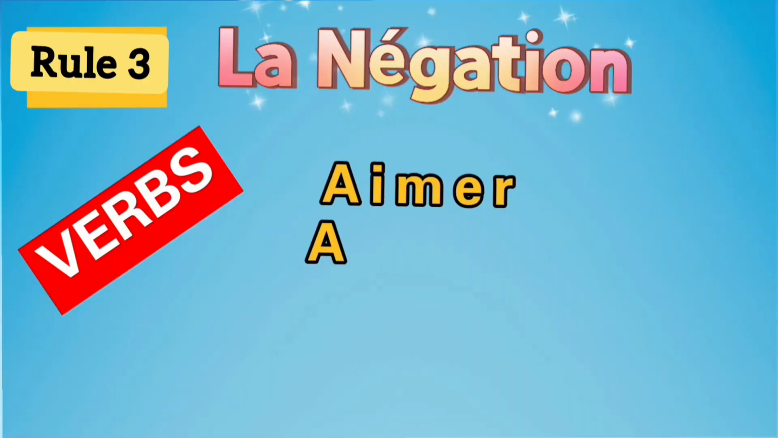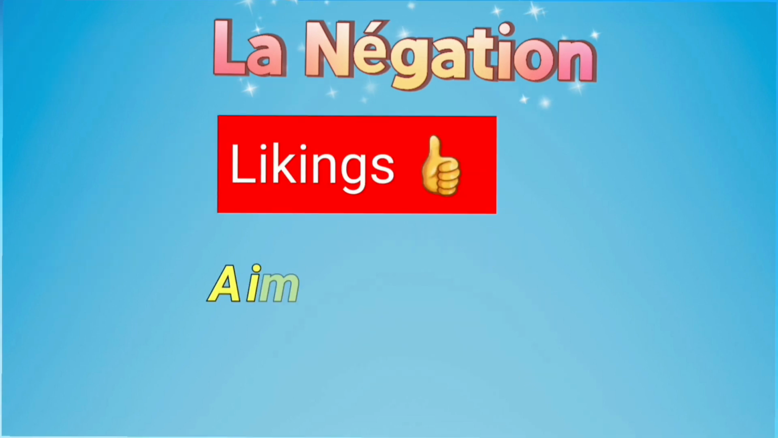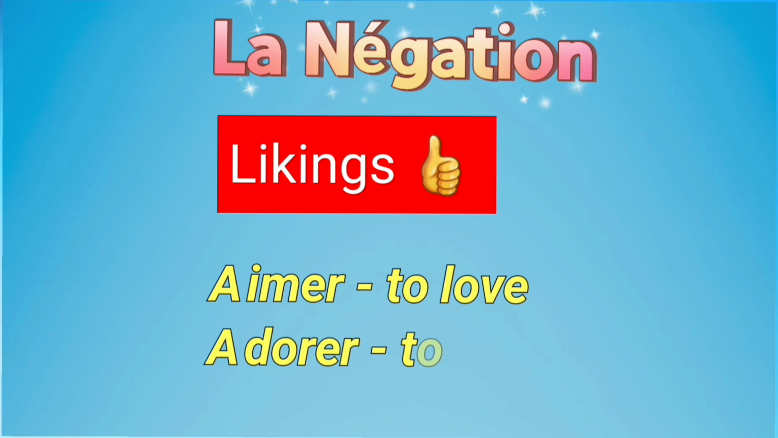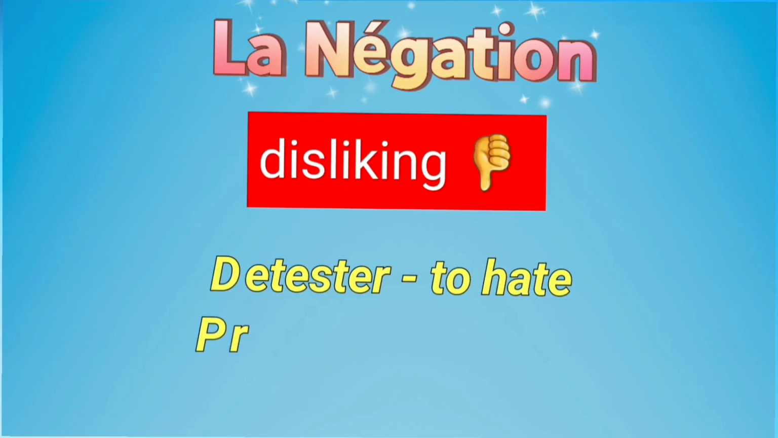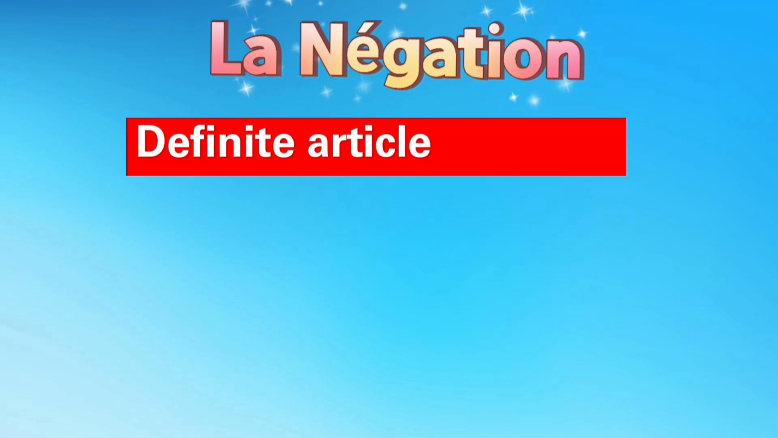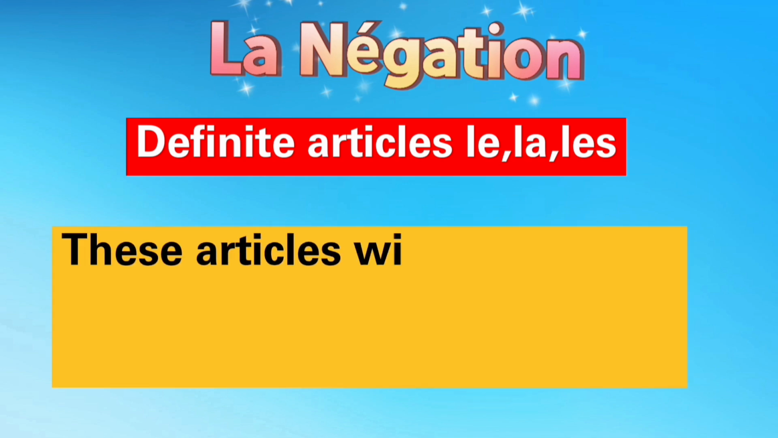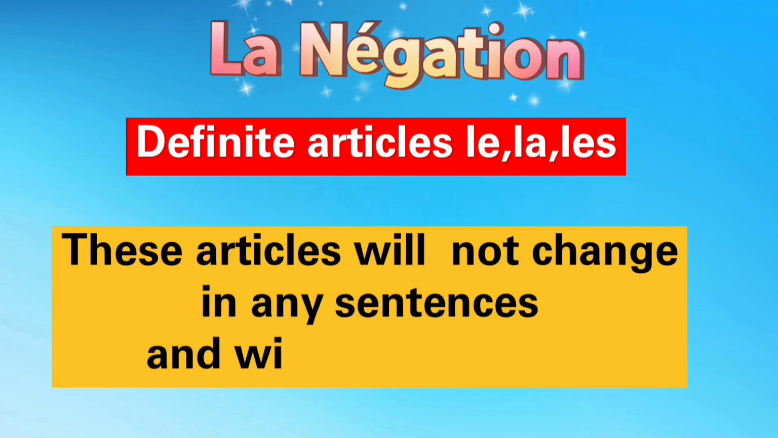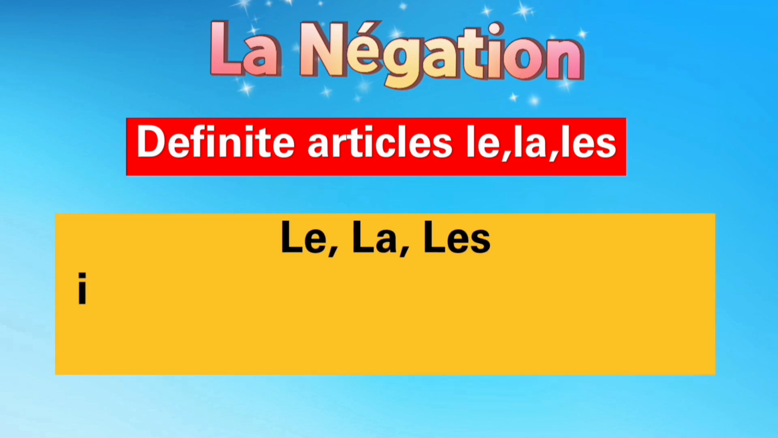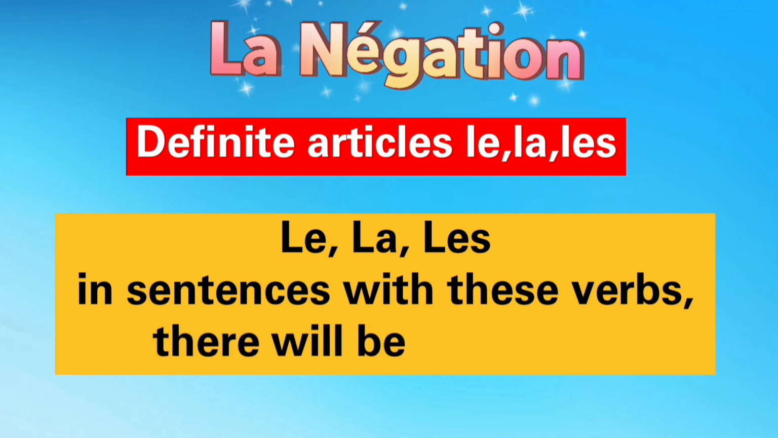Now come to the third rule. There are a few verbs like aimer, adorer, détester and préférer, your likings and dislikings: aimer to love, adorer to like, détester to hate, and préférer to prefer. So you always use definite articles le, la, les for liking and disliking. These articles will not change in any sentences and will remain the same. If you find le, la, and les in sentences with these verbs, there will be no change.